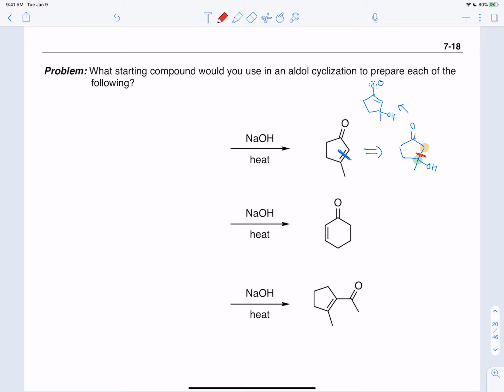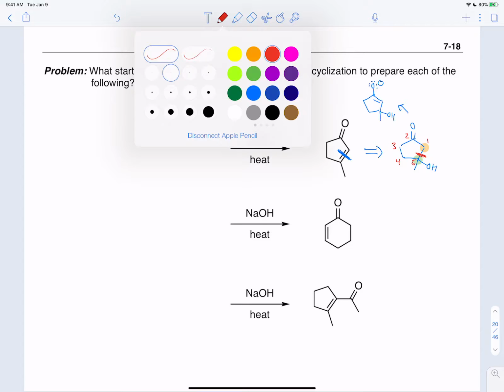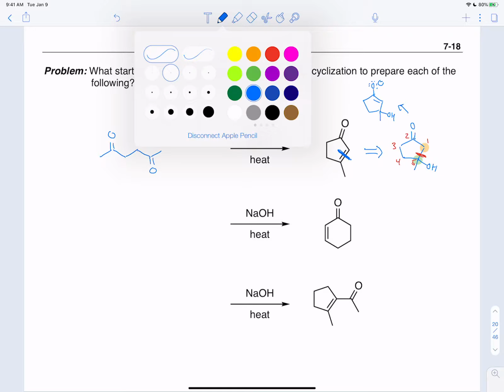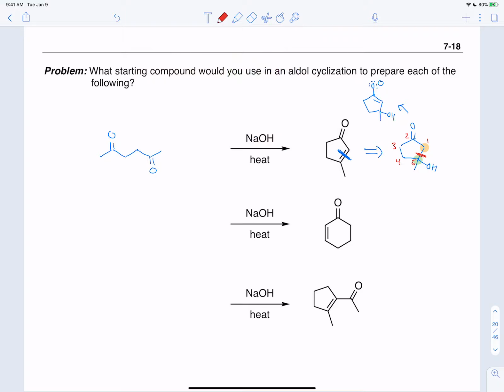We can number the carbons too, if that helps us keep track. 1, 2, 3, 4, 5. And we can predict what the starting material would be. And this gets us back to this simple diketone. So we can check ourselves by going back to the numbering scheme. 1, 2, 3, 4, and 5.